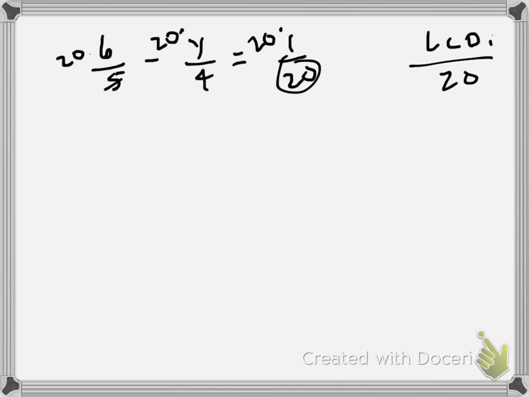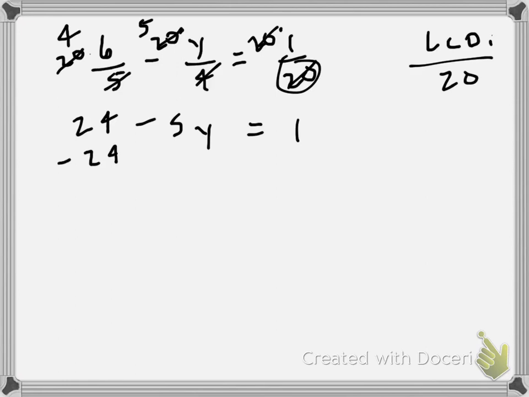So 5 goes into 20 4 times. 4 times 6 is 24. 4 goes into 20 5 times, so 5 times y. We'll just bring those down, and then the 20s over here will cancel, and all of my fractions are gone. This will happen every single time if you pick your LCD correctly. You'll wind up with a new equation that doesn't have any fractions in it. Okay, and so now it's just a matter of solving for y like we would have in Module 2.